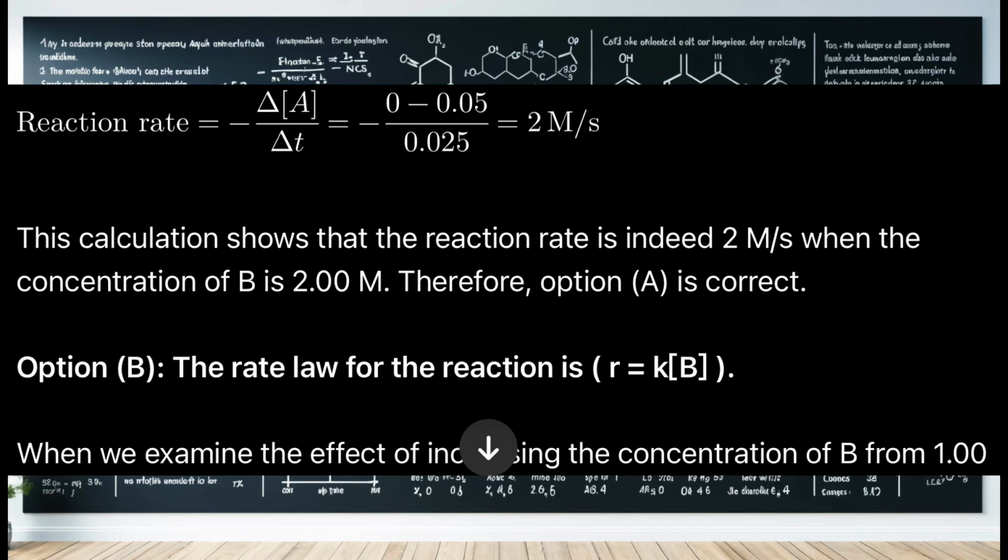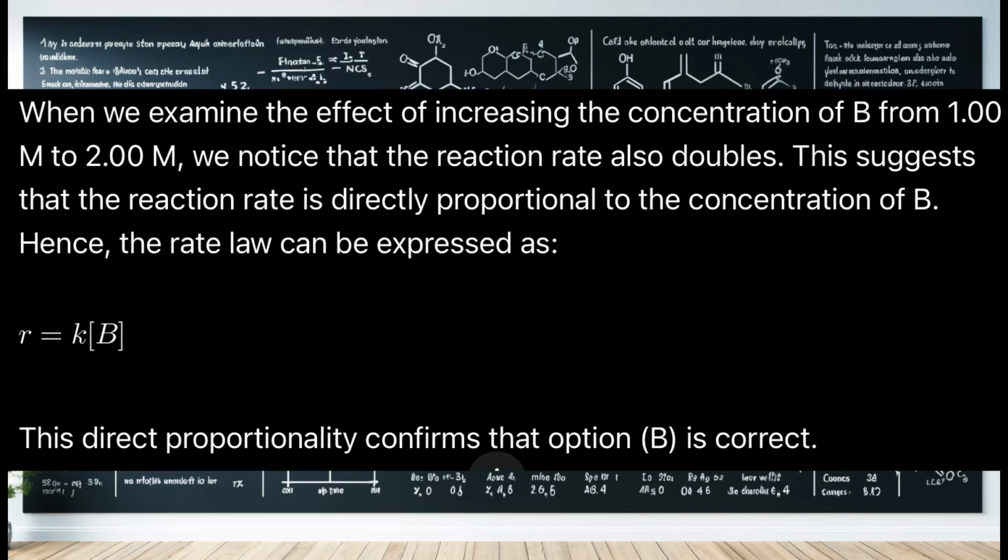Option B: the rate law for the reaction is R equals k[B]. When we increase the concentration of B from 1.0 M to 2.0 M, the reaction rate doubles. This suggests that the reaction rate is directly proportional to the concentration of B. Hence, the rate law can be expressed as R equals k[B]. This direct proportionality confirms that option B is correct.